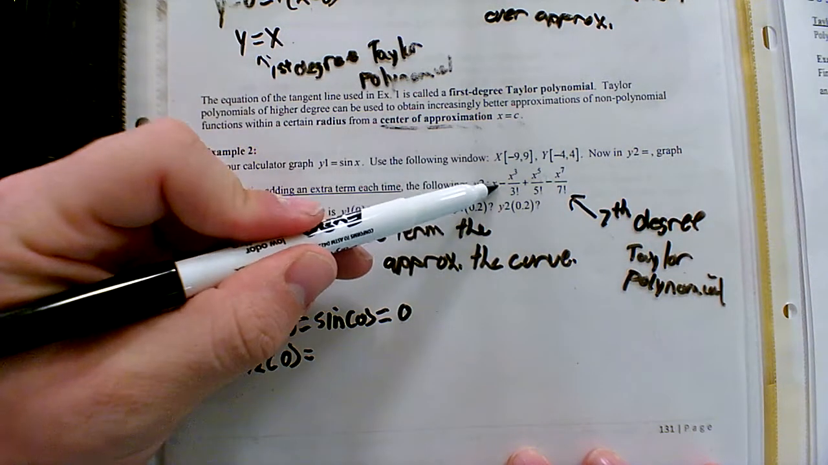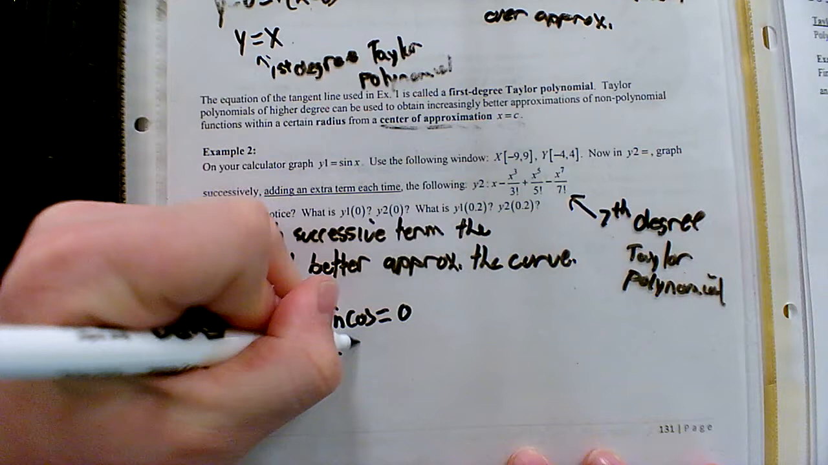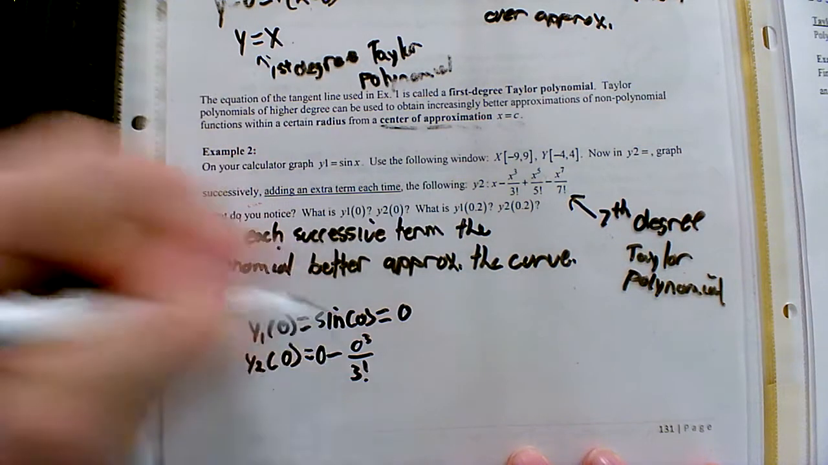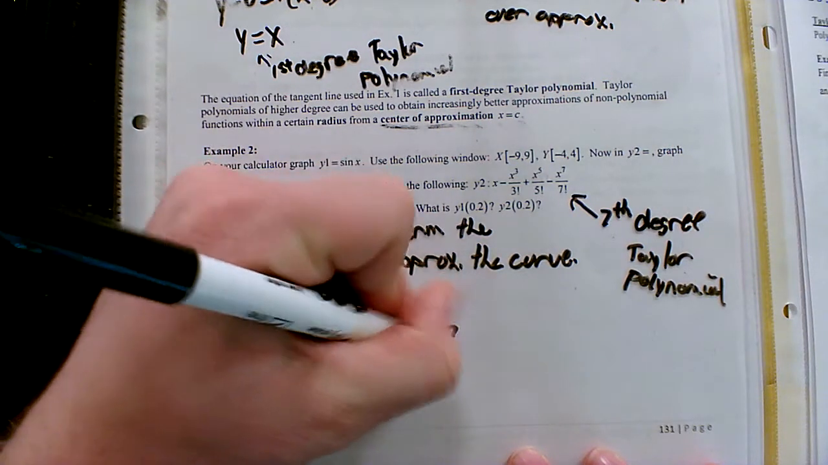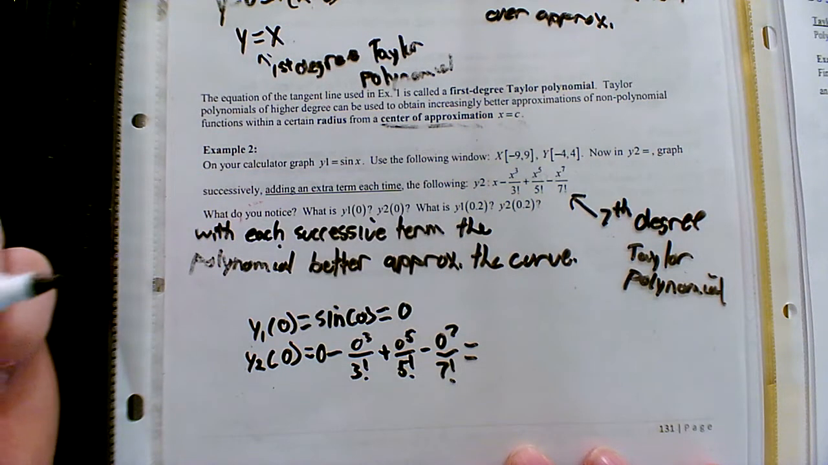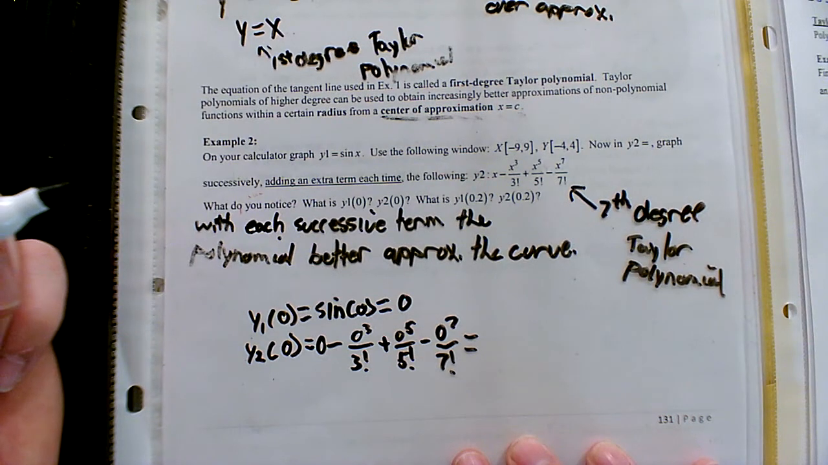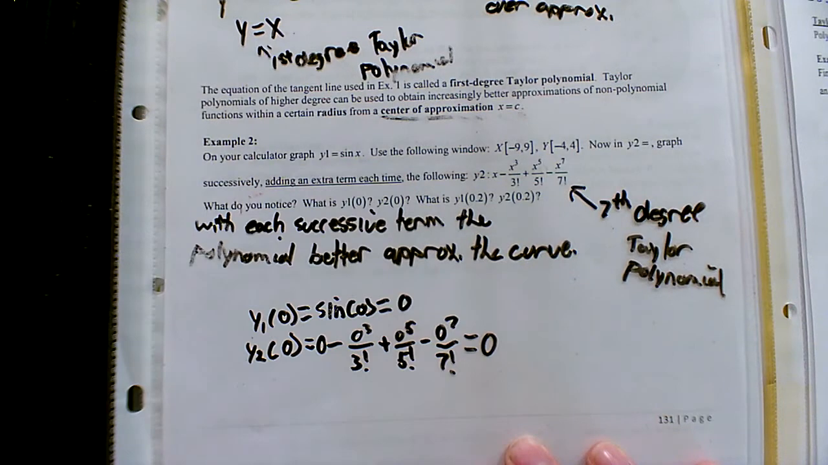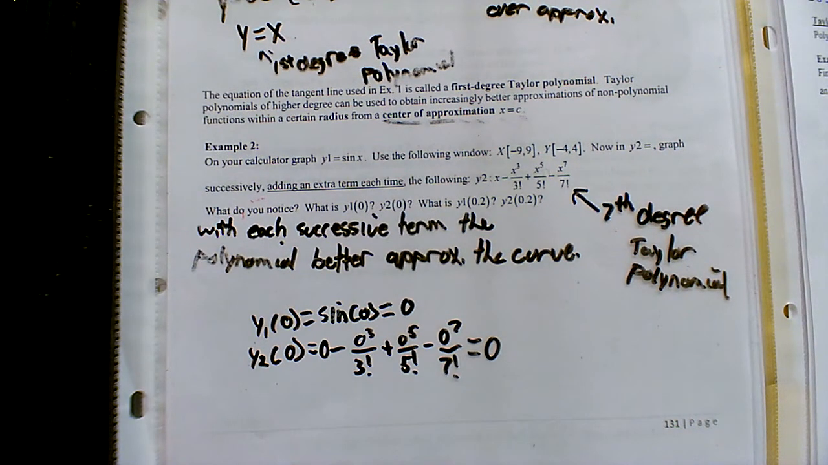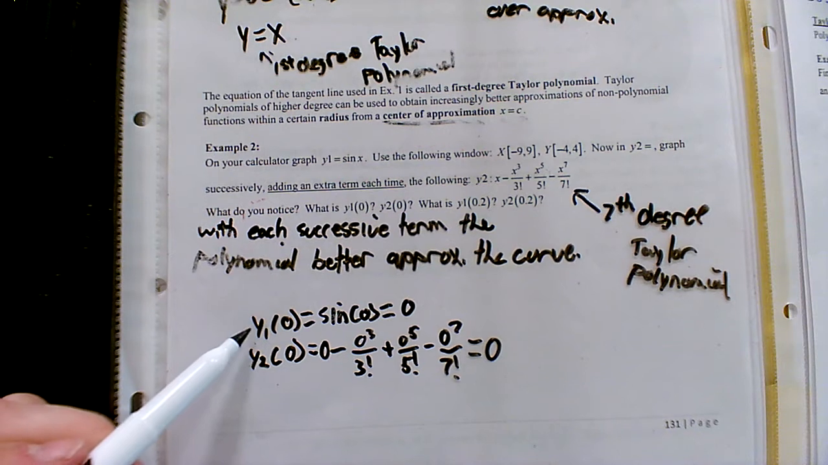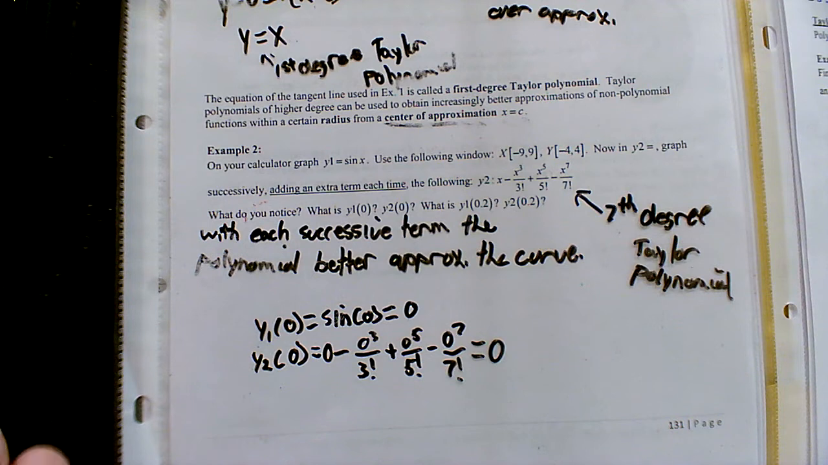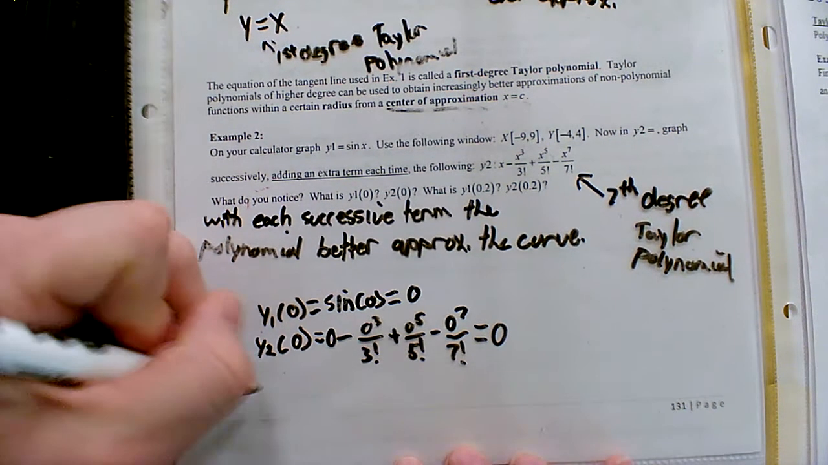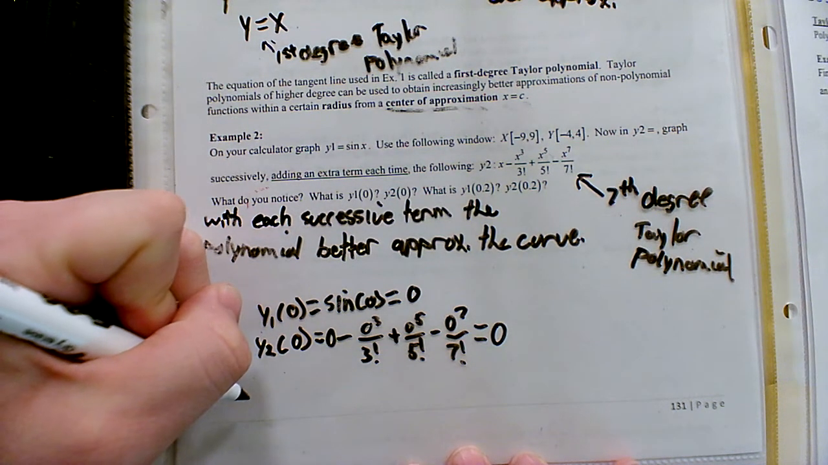Okay? Then it wants to know our second function, so y2, what is it when you plug in 0? Well, that would be plugging 0 into this. So we would have 0 minus 0 cubed over 3 factorial plus 0 to the 5th over 5 factorial minus 0 to the 7th over 7 factorial. So our answer is what? What's 0 plus or minus a bunch of zeros? 0. Okay? So our approximation, y1 is our original one, the y2 is our approximation. At the center, they're starting at the same spot, the centers are the same, so the approximation of the center is the same. But now they want us to find the approximation at 0.2.